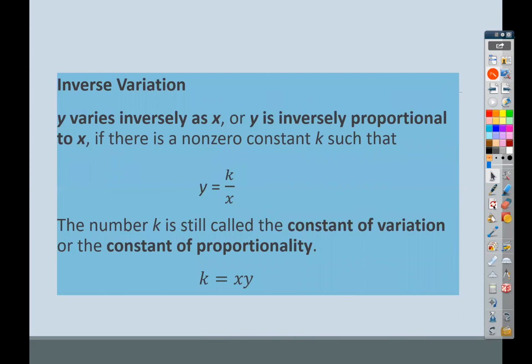There's some information on inverse variation. Inverse variation: y varies inversely as x, or y is inversely proportional to x, if there's a non-zero constant k, such that y equals k over x. The number k is still called the constant of variation or constant of proportionality, and k equals x times y. So pause this please and write that down.